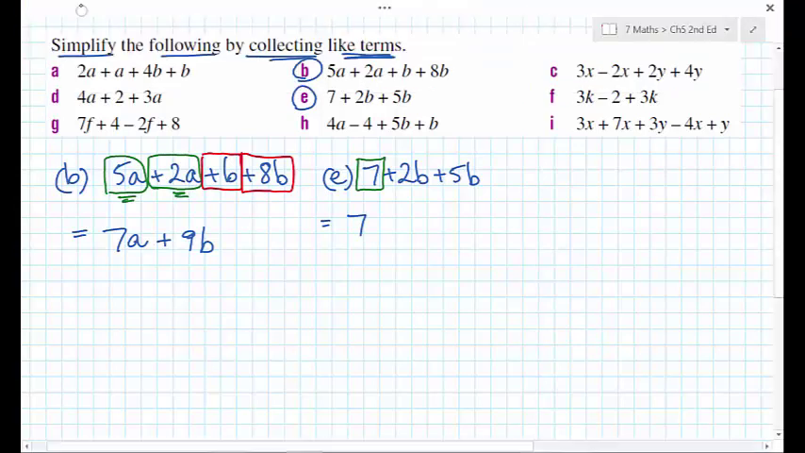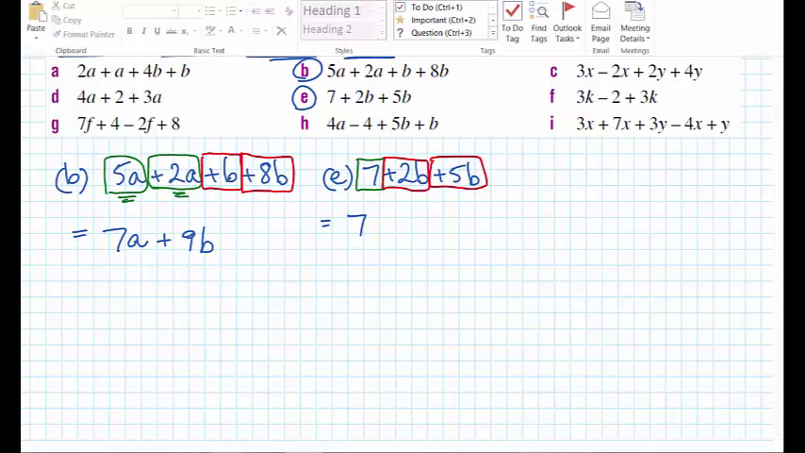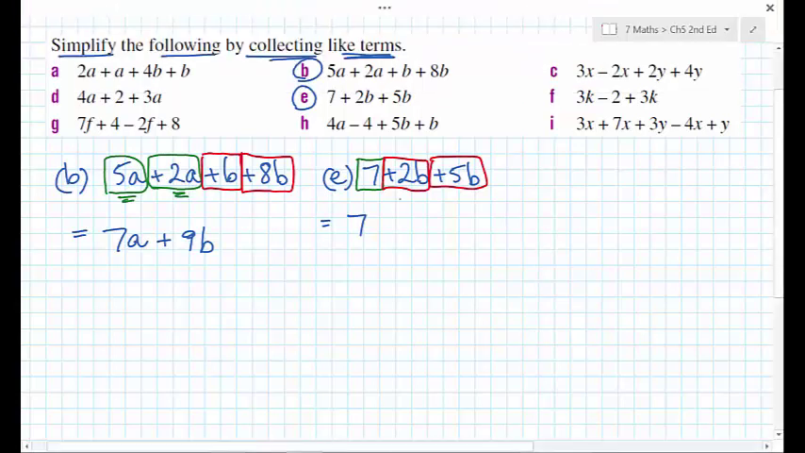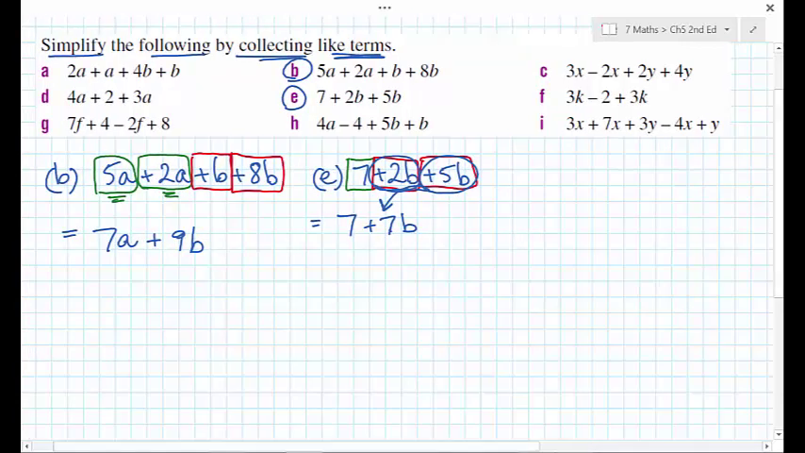Now I look for any terms involving B, and I make sure I get the sign in front of it as well. What I've got in this instance is 2 baskets plus 5 baskets gives me 7 baskets. I can think of that as 2 lots of B plus 5 lots of B gives me 7 lots of B. So let's have a look at I.